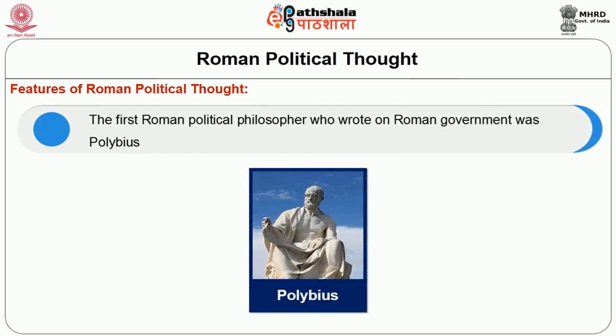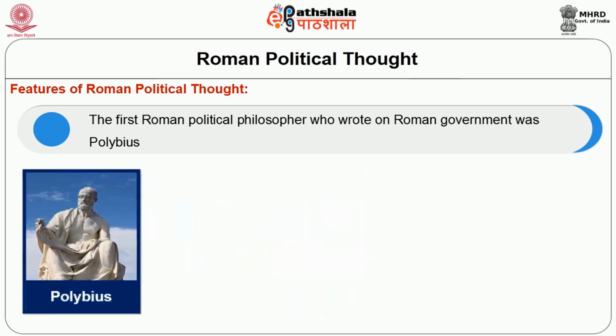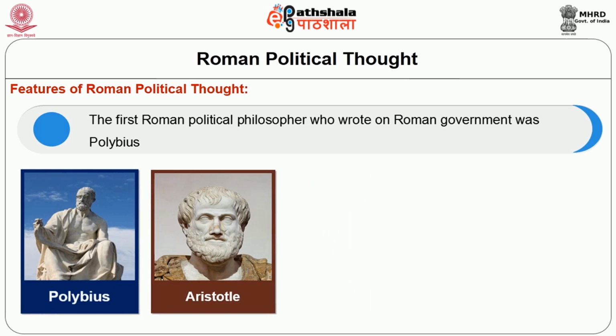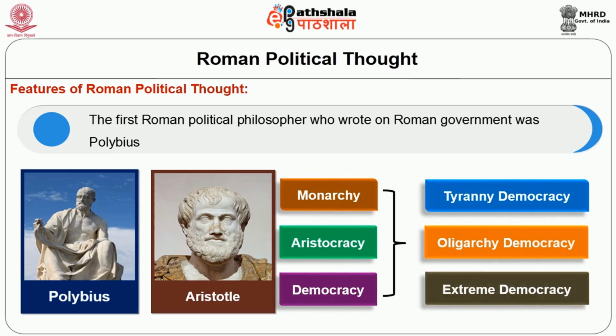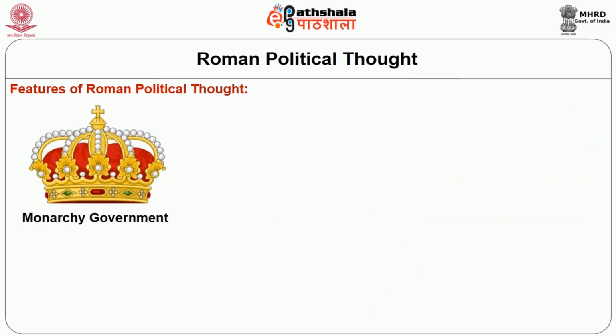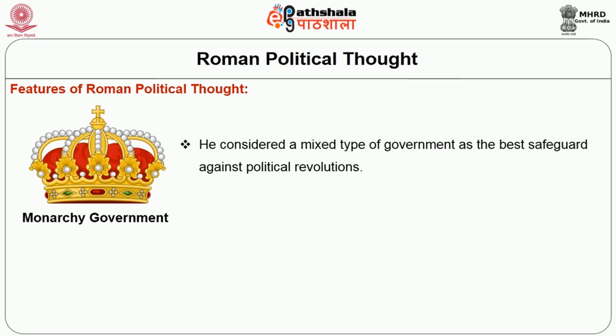The first Roman political philosopher who wrote on the Roman government was Polybius. He began his writing by giving the cause of the origin of the state. He classified, like Aristotle, the government into monarchy, aristocracy and democracy with their perversions, tyranny, oligarchy, and extreme democracy. To him, the earliest type of government was monarchy. He considered a mixed type of government to be the best safeguard against political revolutions.